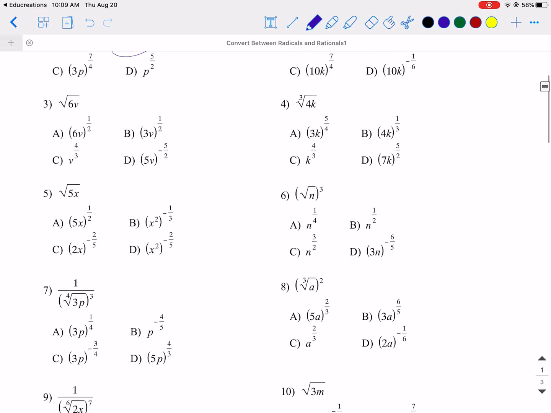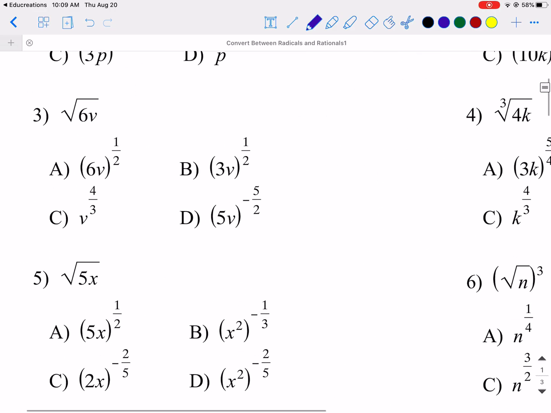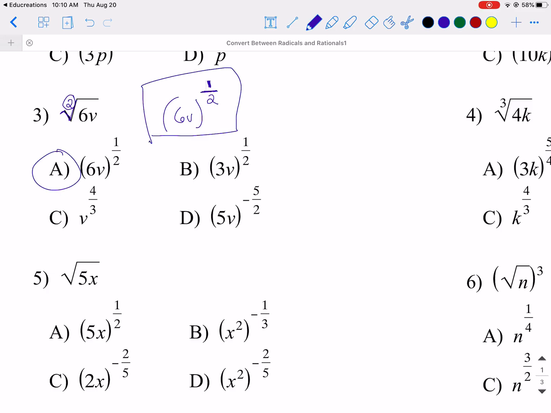Let's do number 3 because it's interesting, since there's no root there. So I know that my 6b goes in parentheses. Now there is no exponent, so if I don't see it, I know that it's the number 1. Remember, if you don't see it, it's a 1. Also, when you have the radical symbol, if you do not see an index, we assume that it's a square root of 2. That will always be the case. If there is not an index listed, it is the number 2. So 6v to the 1/2 would be A.